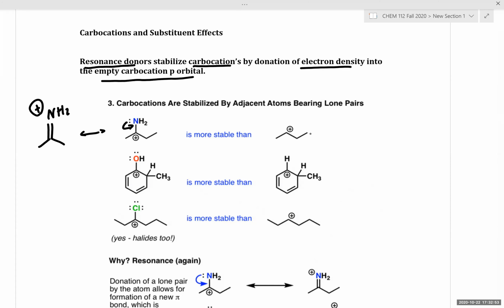Does that make sense to everyone? We can see a similar effect in this second example, where this adjacent resonance donor oxygen can donate electron density and in turn stabilize our carbocation.